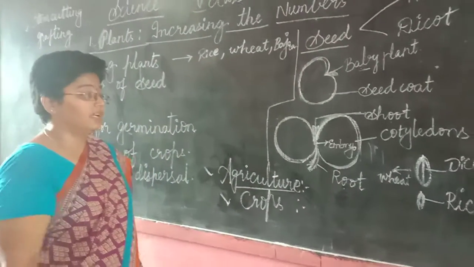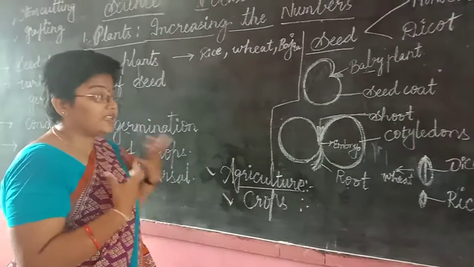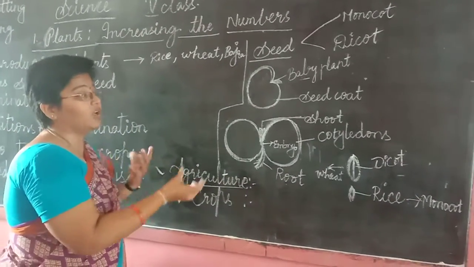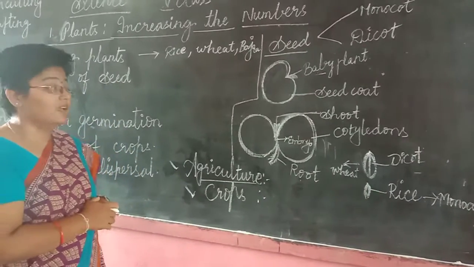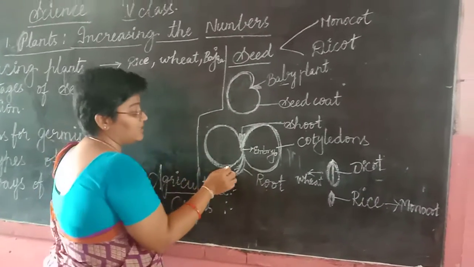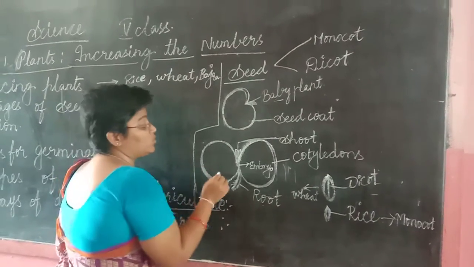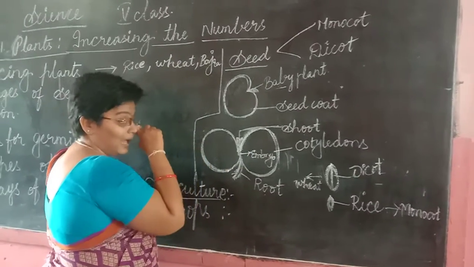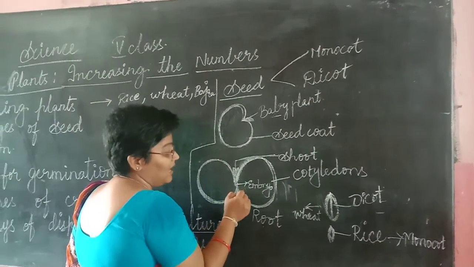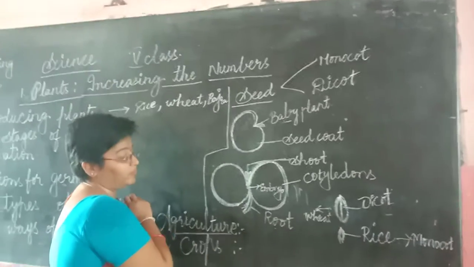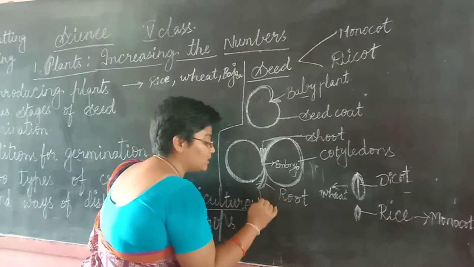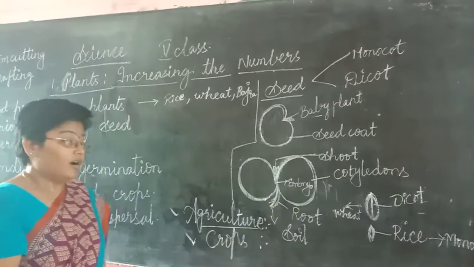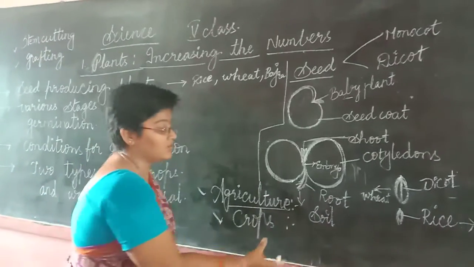So with this embryo, how does the seed make its food? What are the conditions necessary for its germination? Germination is nothing but a seed growing into a new plant. So in this way, how does the seed prepare its food? These two cotyledons give food to the shoot and roots. Then after this, how do the roots and shoot get the food? The root penetrates into the soil and absorbs minerals and water from the soil.